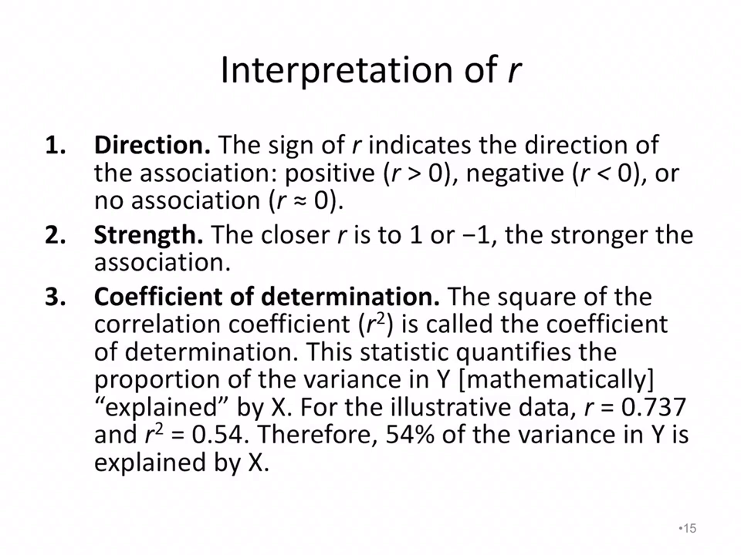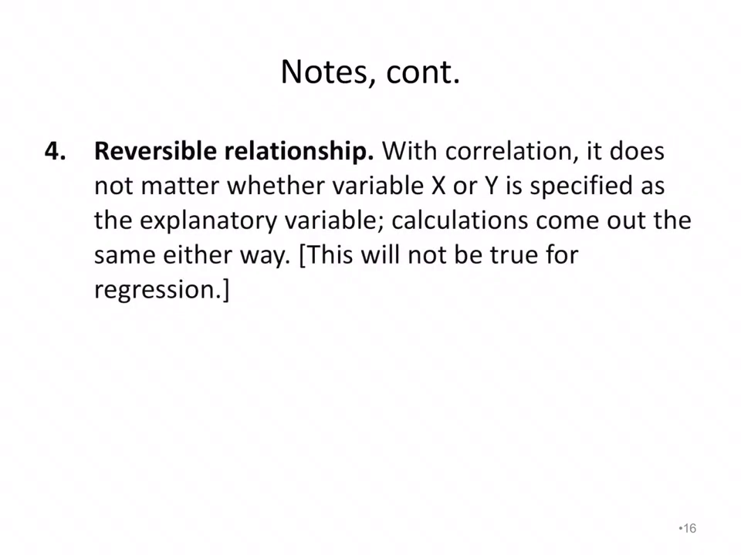The coefficient of determination is the square of the correlation coefficient. This is r squared. That's called the coefficient of determination. The statistic quantifies the portion of the variance in y mathematically explained by x. So for example, if you had an r of 0.737, that is what we just got there, and you square it, your r squared is now 0.54. Therefore, we're saying that 54% of the variance in y is explained by x.